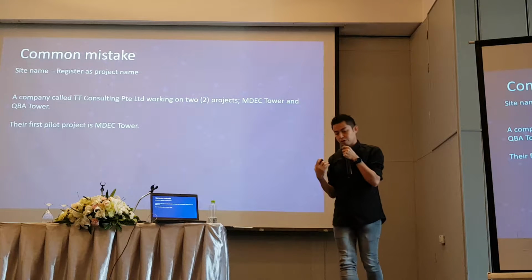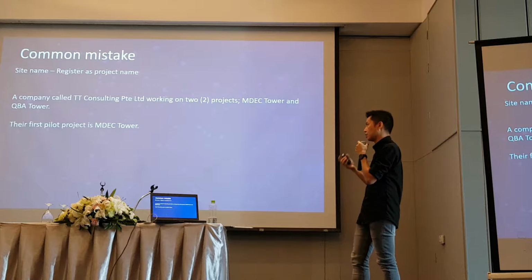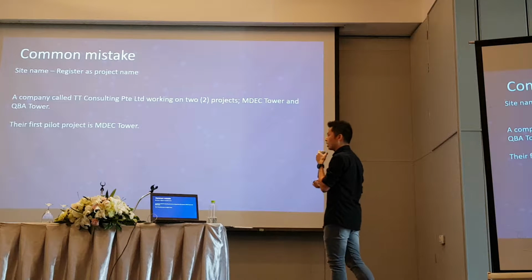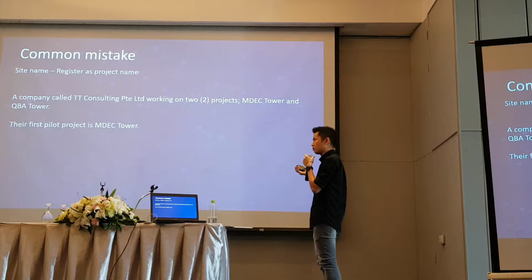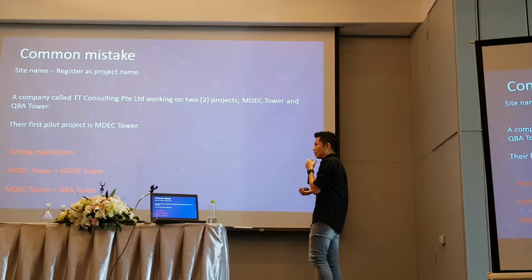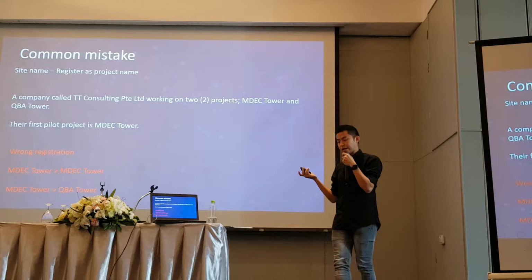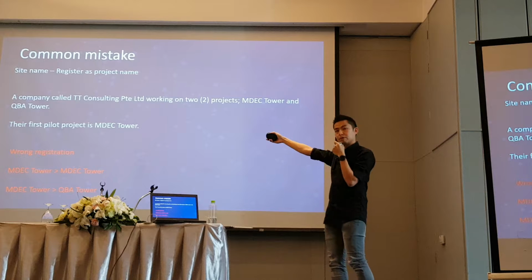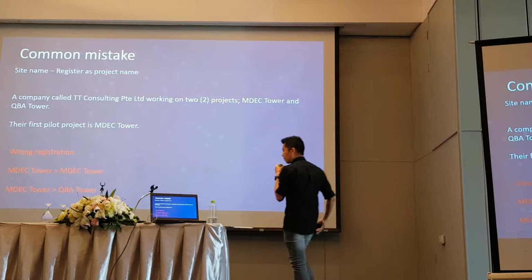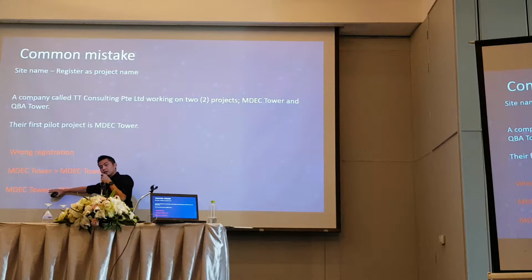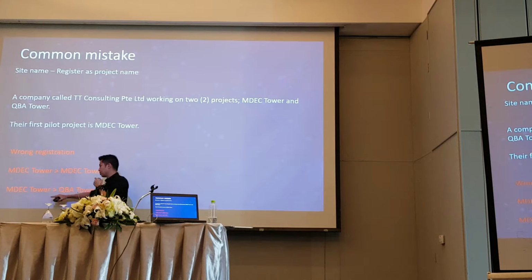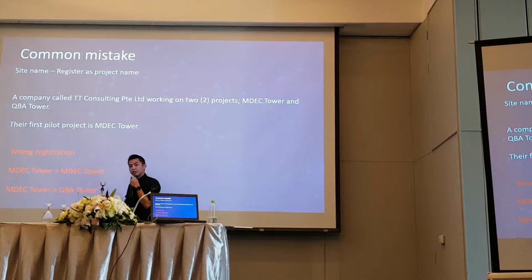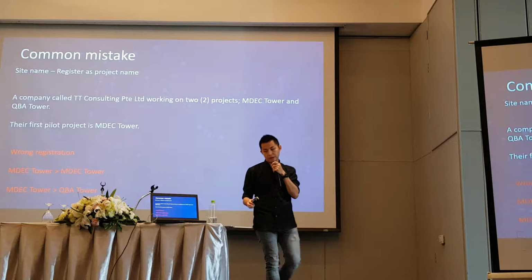The first pilot project they want to take into BIM360 Docs is the MBAC Tower. Now, I don't know if you guys are still doing that, but for the past 2 years we see a lot of this issue: you have the customer register the company, the site name or the account name, as a project name called MBAC Tower. It looks fine when they are working on the first pilot project. But what happens to the second, third, fourth project? It will become MBAC Tower, QBA Tower. This is a very common issue when customers register.